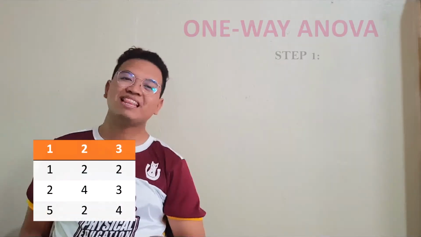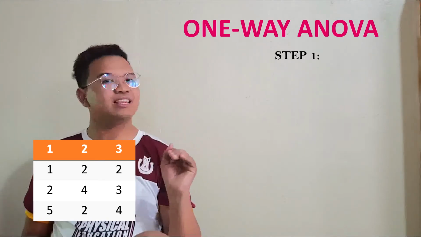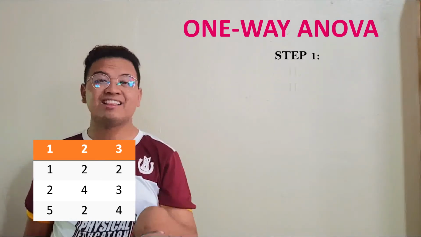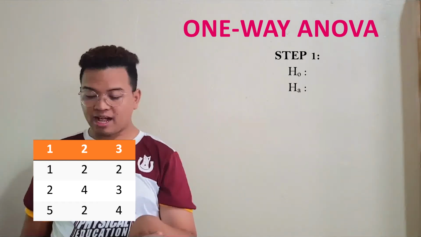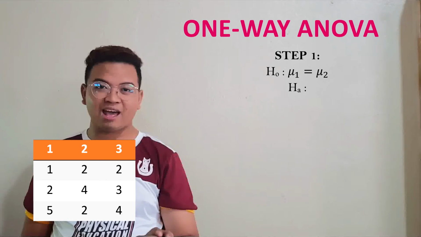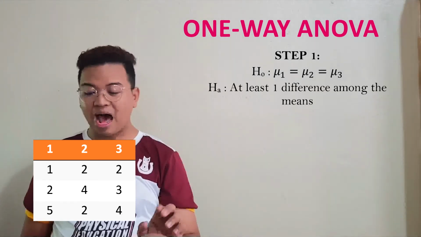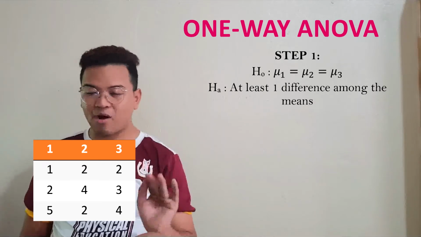So the first step in one-way ANOVA is we will be having the hypothesis, which is the null and alternative. For the null, we have mu1, mu2, and mu3 are all equal. For the alternative hypothesis, we have at least one different among the means.